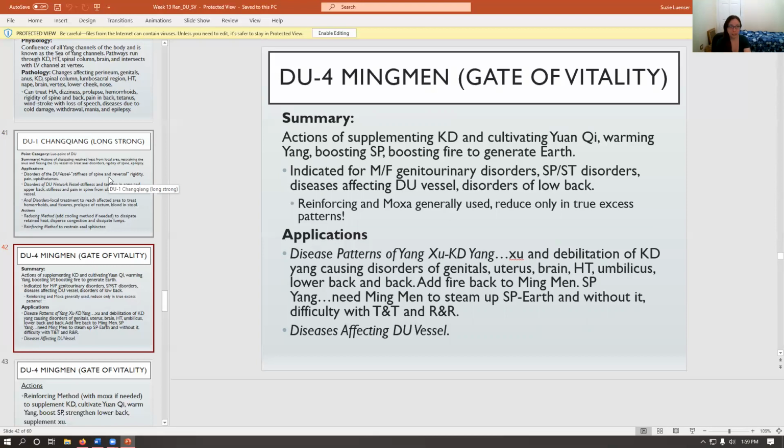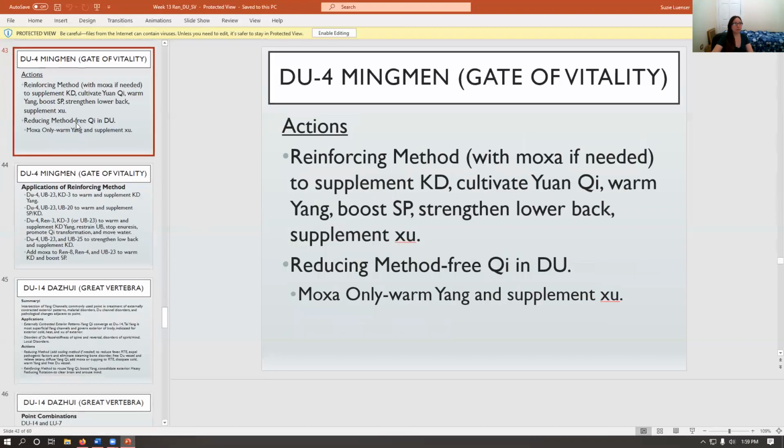Indicated for genitourinary disorders. Also, as a local point, it is important for disorders of the low back. It says here, reinforcing and moxa generally used, reduce only in true excess patterns. So that's very, very important. That's another one where you can definitely make the patient worse if you misdiagnose and mistreat. It's pretty much a reiteration there.